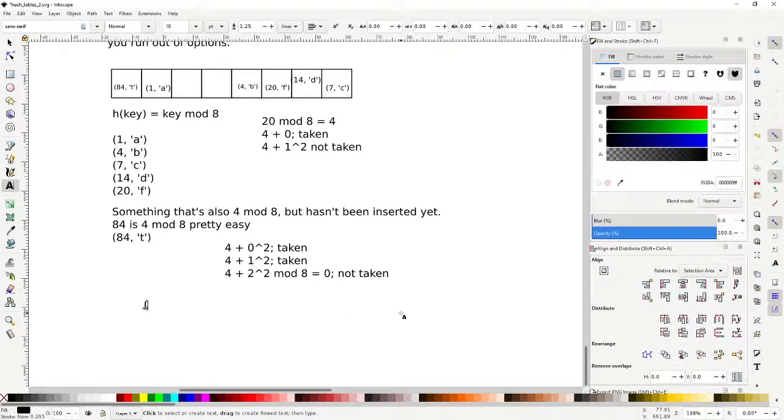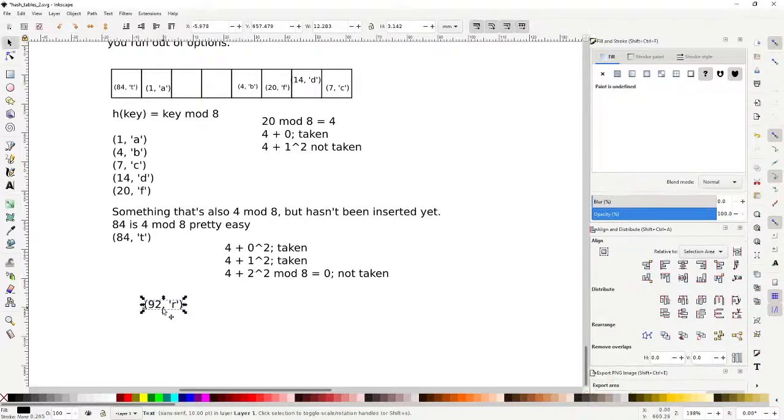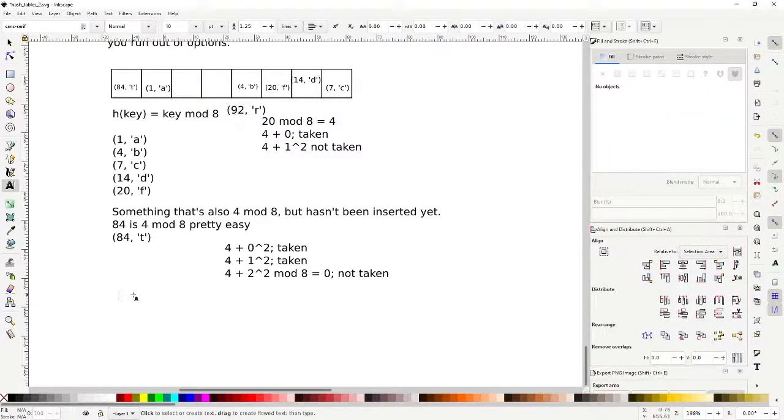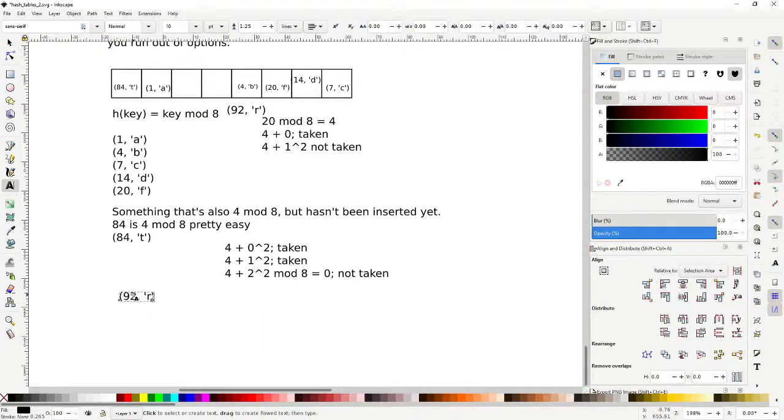Let's pick something else that's also 4 mod 8. So I guess 124, maybe? Or I guess 88 is 0 mod 8. So 92r. That's going to be 4 mod 8 again. And so when we try to insert this, it's going to try to go into here, but it can't. So let's write this out, 92r.